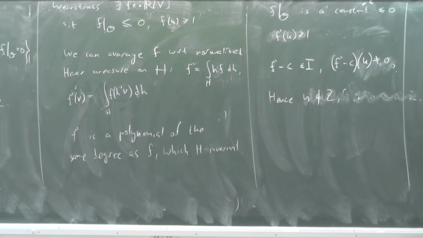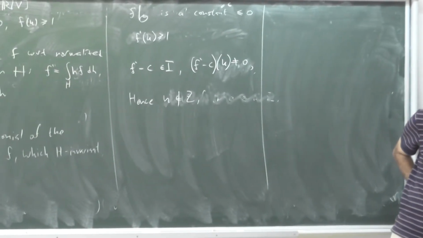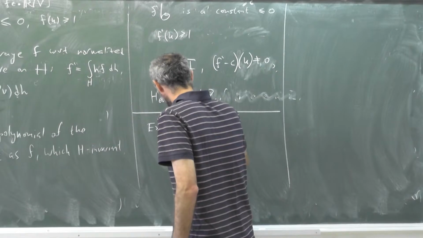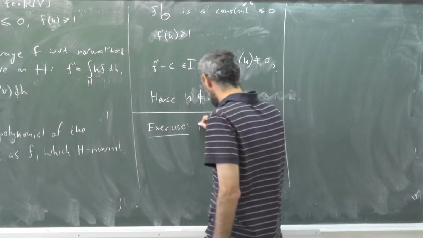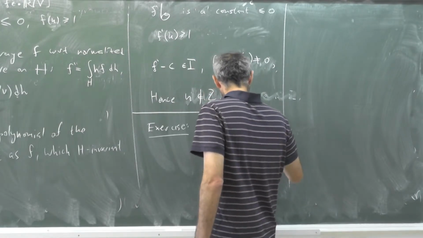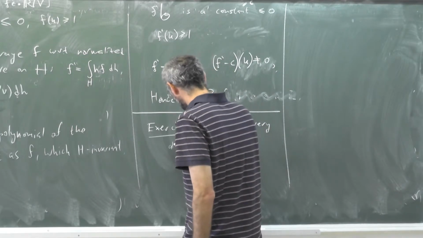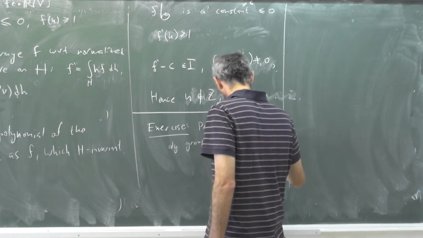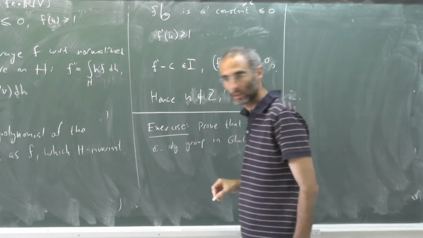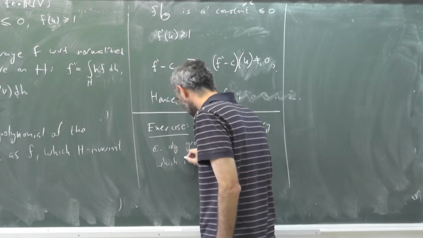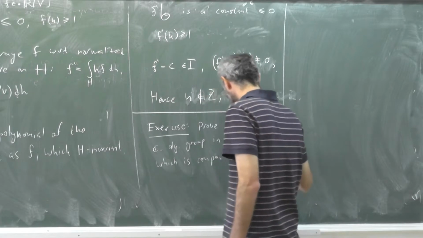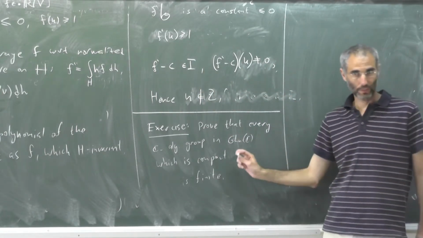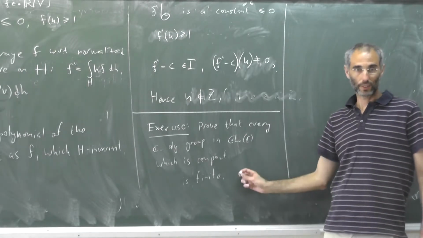I have a question. So why doesn't this work over C? Exercise. Every algebraic group in GL_n(C), every complex algebraic group that is compact, is actually finite. I don't know if it exactly answers your question. This is the fact. It's a correct fact.